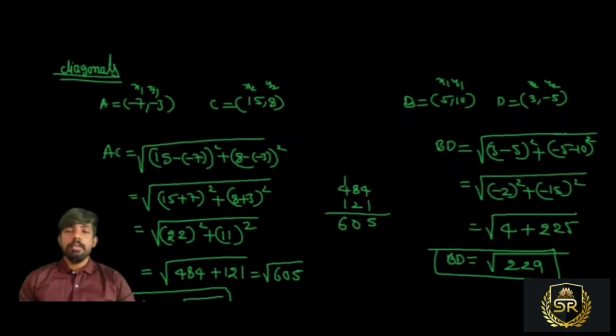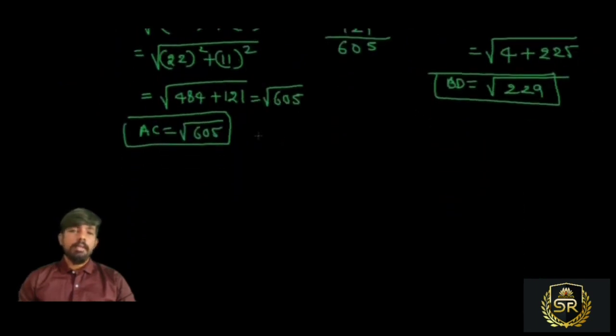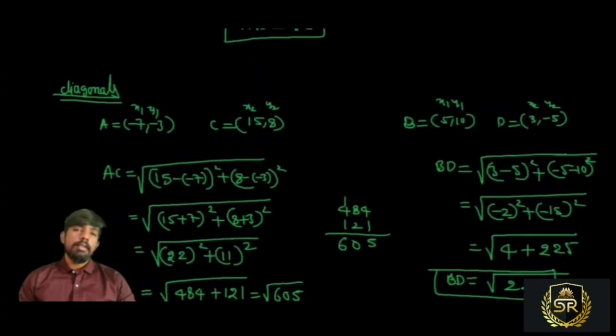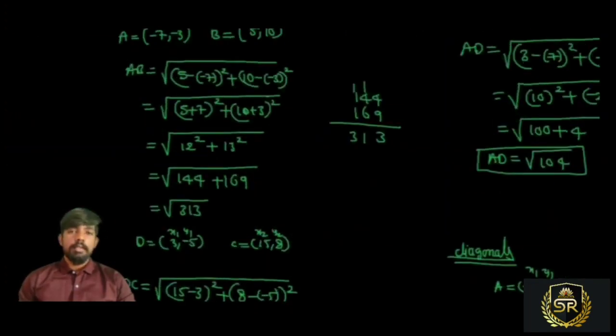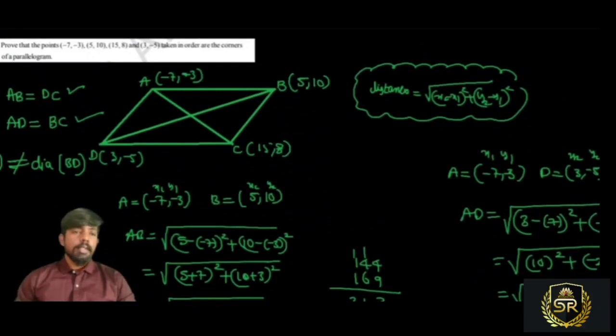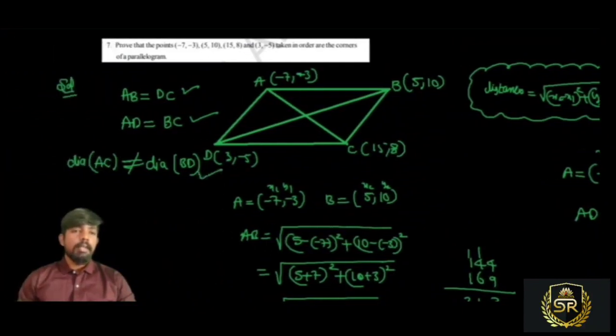Therefore, BD distance is root 229 and AC distance is root over 605. Therefore, AC is not equal to BD. Hence, the diagonals are not equal. Therefore, this is also satisfying the condition, right? Therefore, we can say the given points are vertices of a parallelogram.